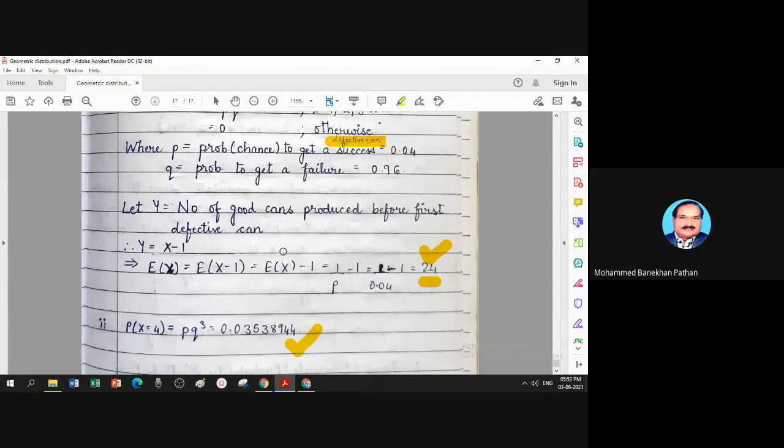So these are the different types of questions related to geometric distribution. This completes your second chapter under the heading of geometric distribution. You can see exercises from the textbook. Also try to solve multiple choice questions.